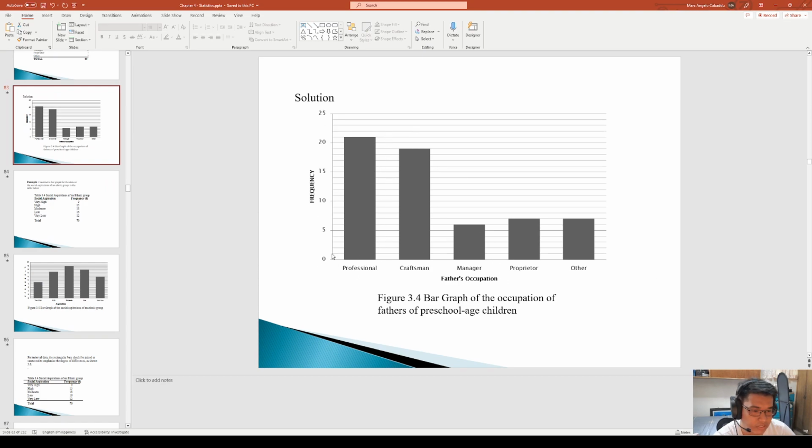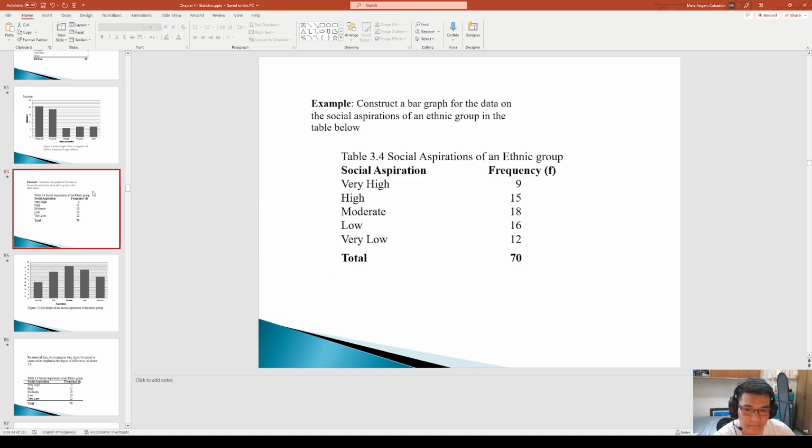Okay? So we have the x and y, Cartesian plane. Zero yung origin, and the y should be the frequency. Frequency always. And the x should be the categories. Father's occupation: professional, craftsman, manager, proprietor, and others. Okay, so that's how you create a bar graph for nominal data.